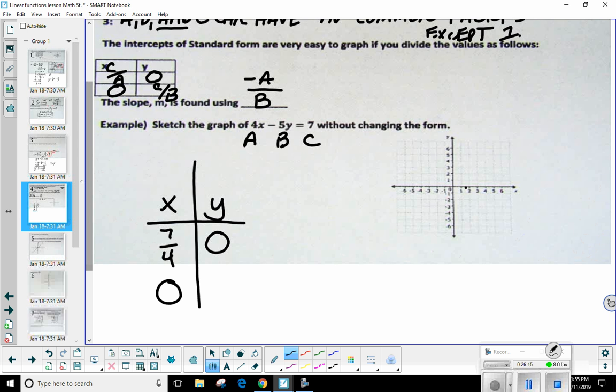Okay. Now the ratio for the y-intercept was C divided by B. So what would that be?